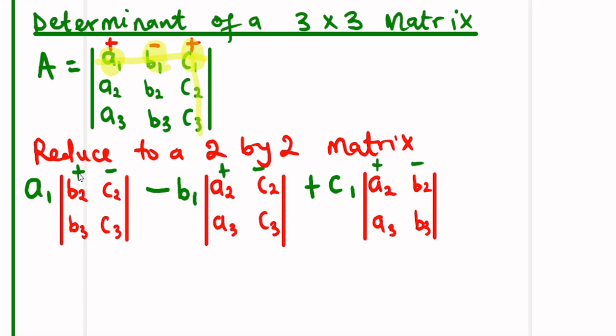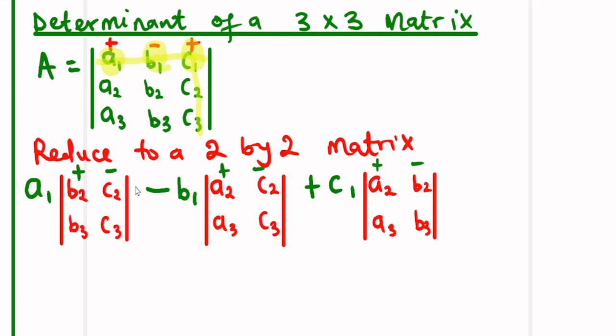Now we've denoted the signs for the first row elements: plus, minus, plus. We now have to multiply by diagonals. Remember what we did with the 2 by 2 matrix. Let's implement that here.